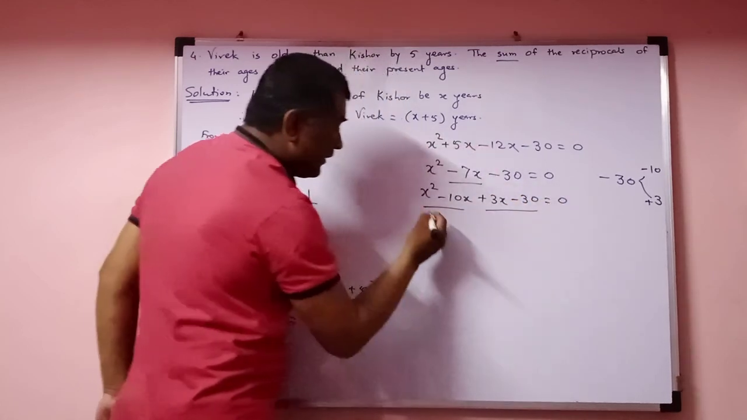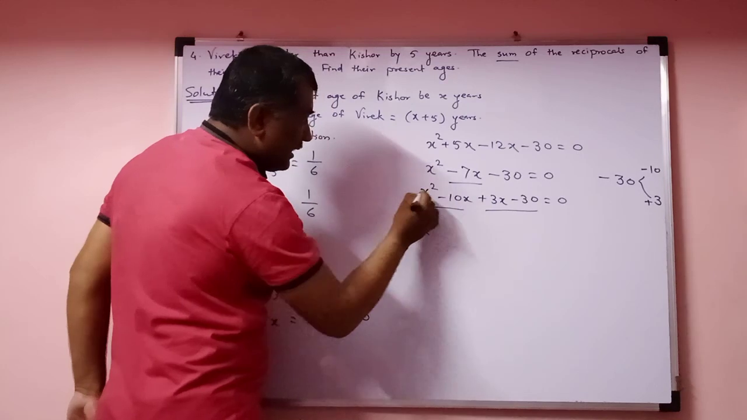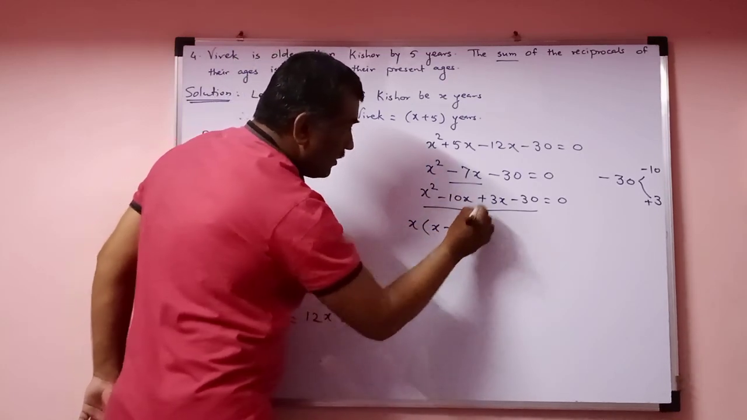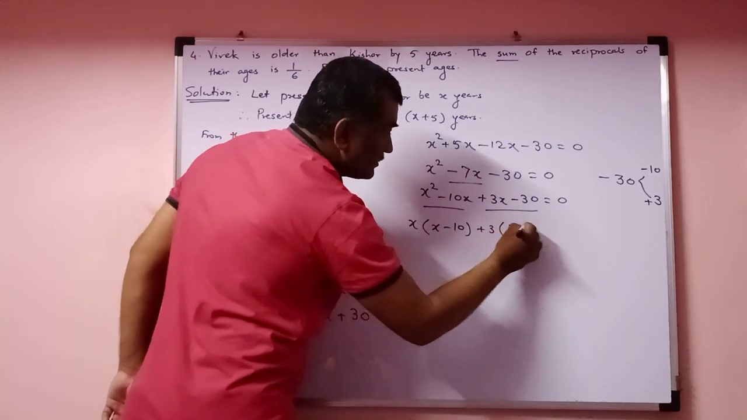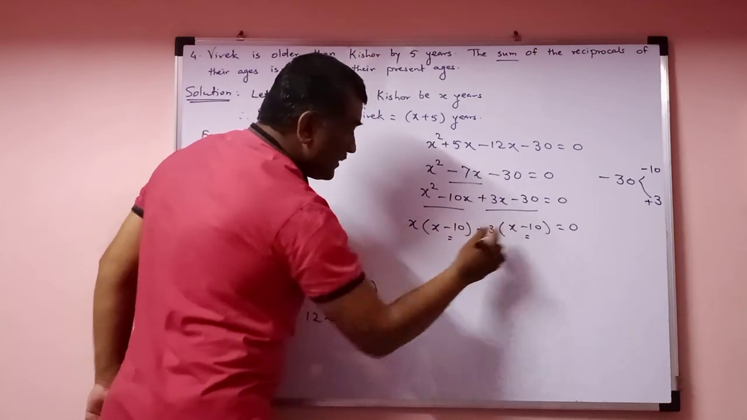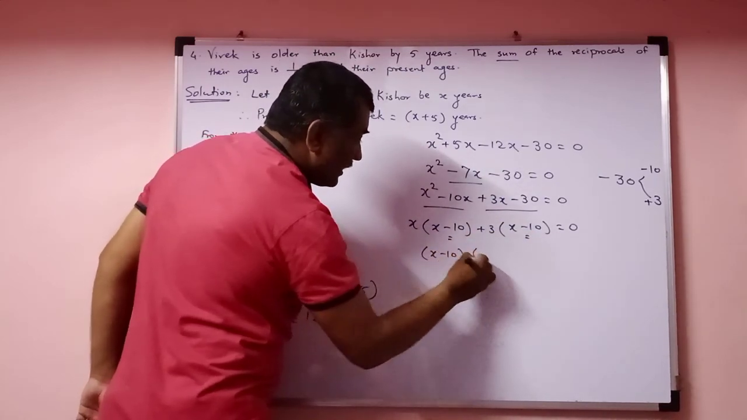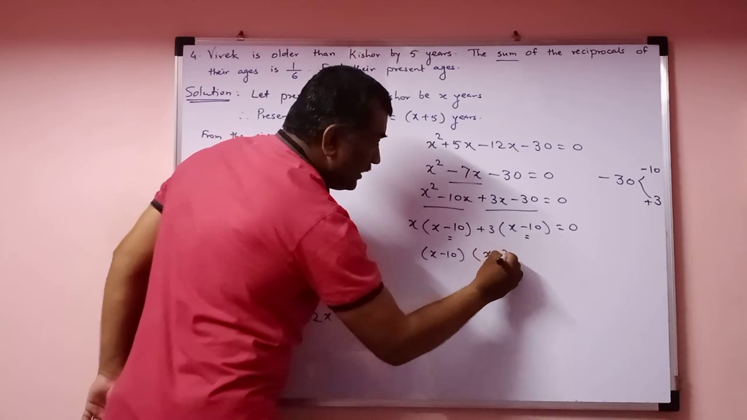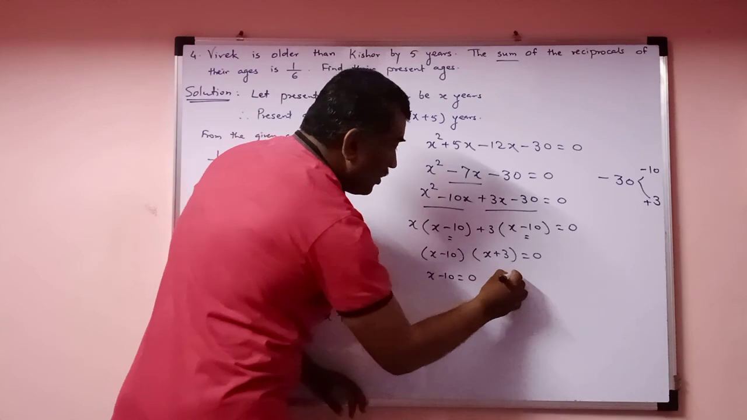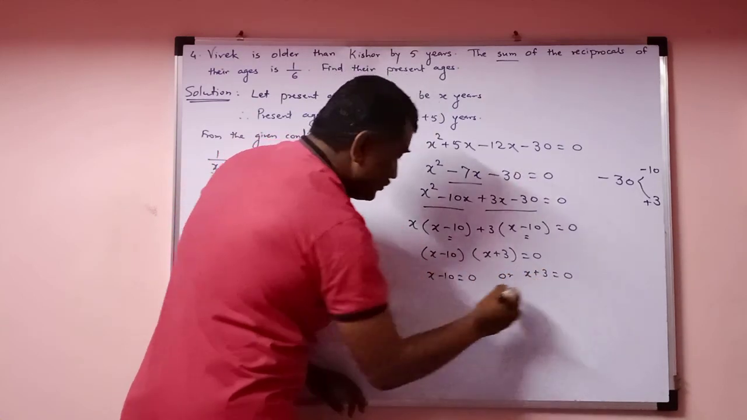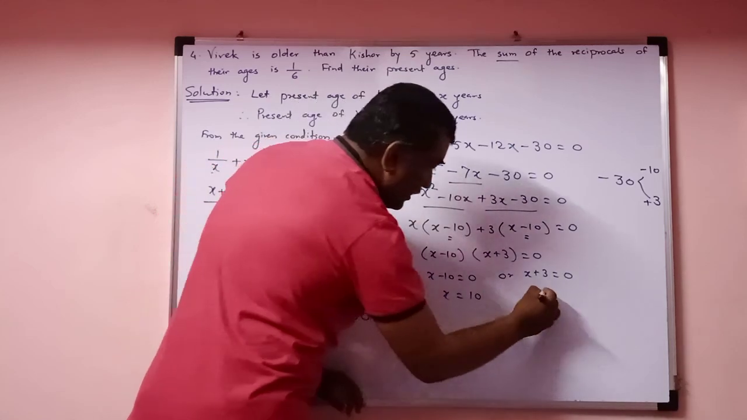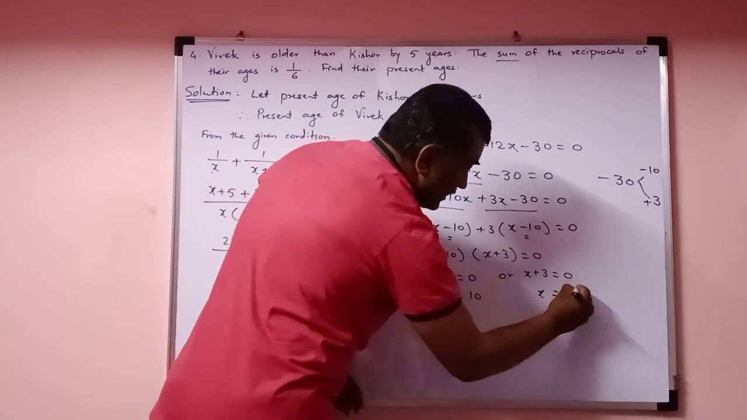2 2 चे ग्रुप करूया. x कॉमन निघाला. x इंटू ब्रॅकेट एक्स मायनस 10 प्लस 3 कॉमन निघाला. x मायनस 10 इज इक्वल टू 0. x मायनस 10 कॉमन निघेल. इन अनदर ब्रॅकेट x प्लस 3 इज इक्वल टू 0. x मायनस 10 इज इक्वल टू 0 और x प्लस 3 इज इक्वल टू 0. x इज इक्वल टू 10 राइट हँड साइडला गेला प्लस 10. x इज इक्वल टू मायनस 3 राइट हँड साइडला गेला मायनस 3.